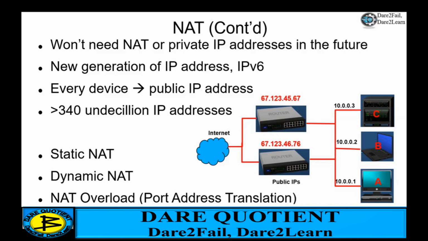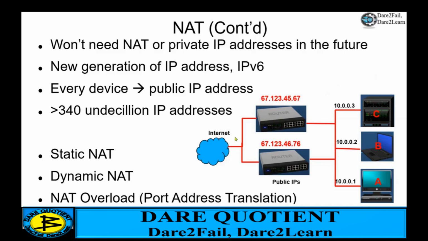Now with NAT, we have three common types of network address translation: the static, the dynamic, and the NAT overload. The static is the case where you have a one-to-one mapping. This is usually done manually, so one IP address corresponds to another IP address, and that mapping is consistent.